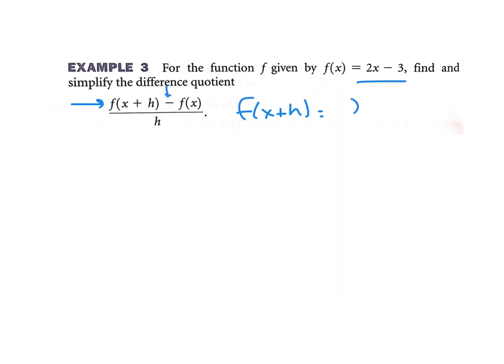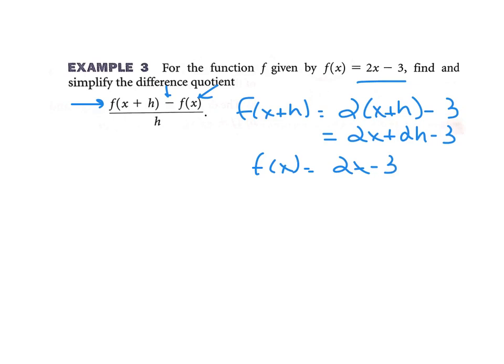So f of x plus h should be plugging in the x plus h. If I do that, I would get 2x plus 2h minus 3. Then it just says f of x. F of x is just the function, which is 2x minus 3. So when I actually come down here to work this out, I'm going to change colors.